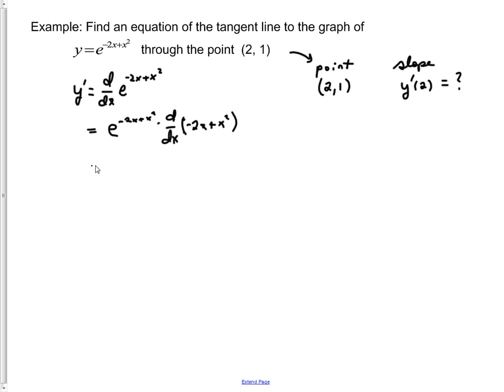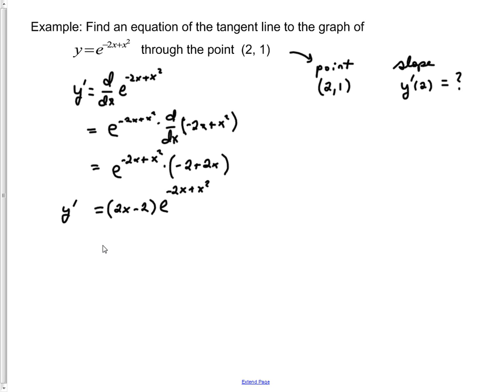All right, so what are we going to get? E to the negative 2x plus x squared times, and our derivative right here is going to be negative 2 plus 2x. Let's state it another way. We can move that in front. I think it's easier to handle anyways. Y prime is going to be 2x minus 2. That's the way I'm going to write it. 2x minus 2 times e to the negative 2x plus x squared.